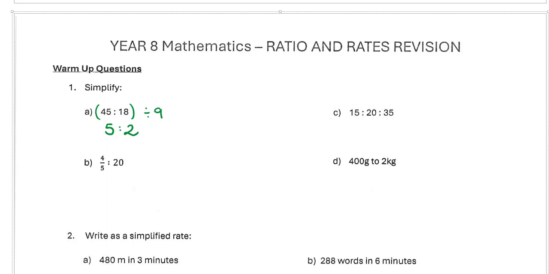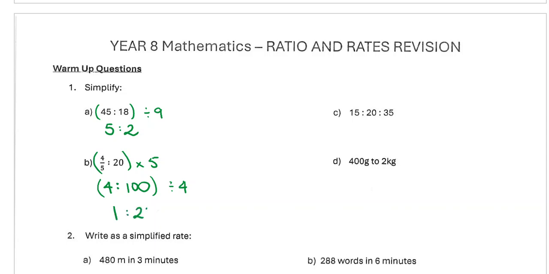Let's do question B. If I want to do 4 over 5 to 20 and I want to simplify it, first of all, I would have to times that ratio by 5 to get rid of the denominator. So that would give 4, and 20 times 5 is 100. Then I could divide each of those by 4 to get 1 to 25.